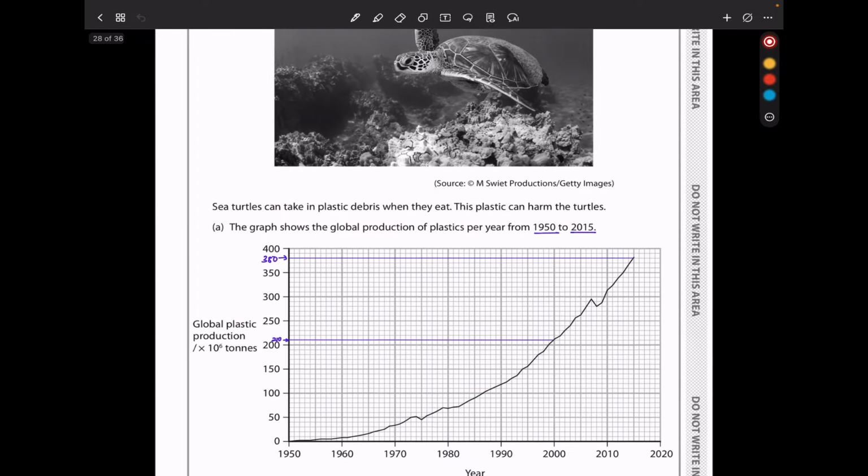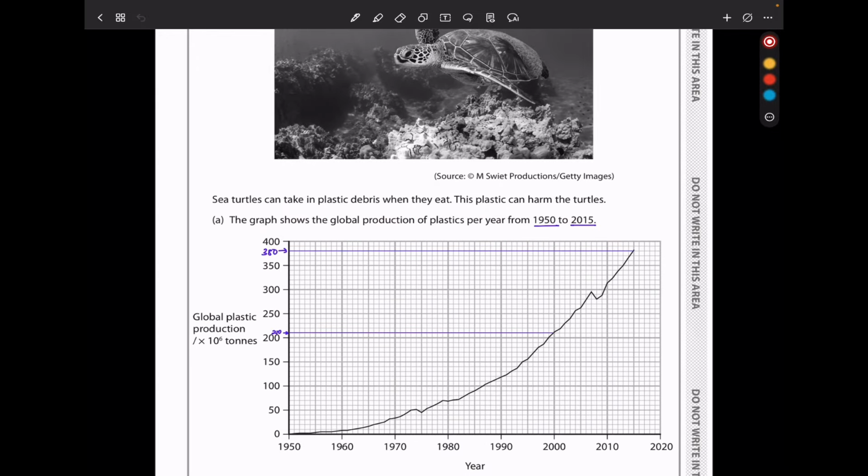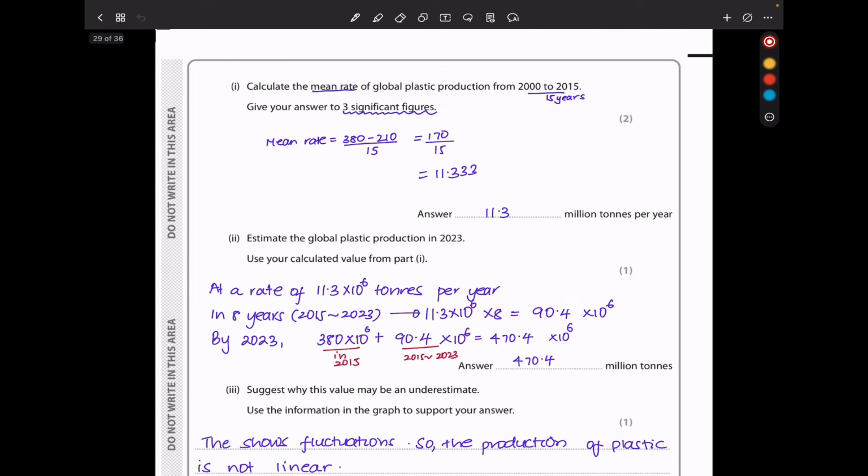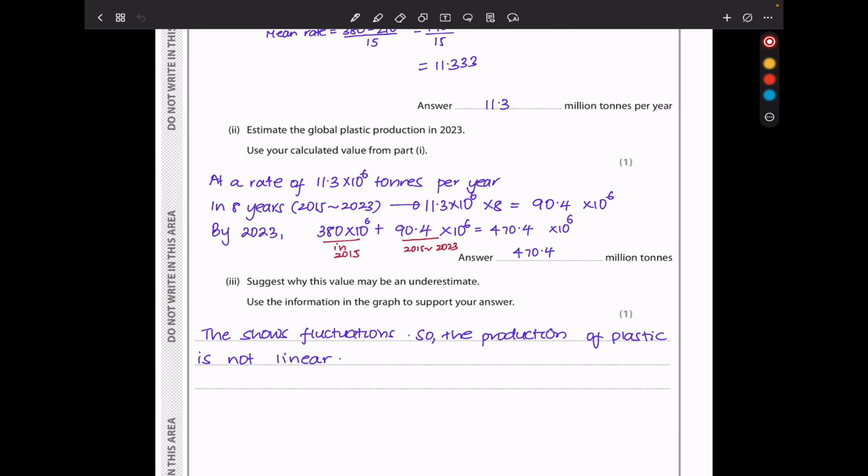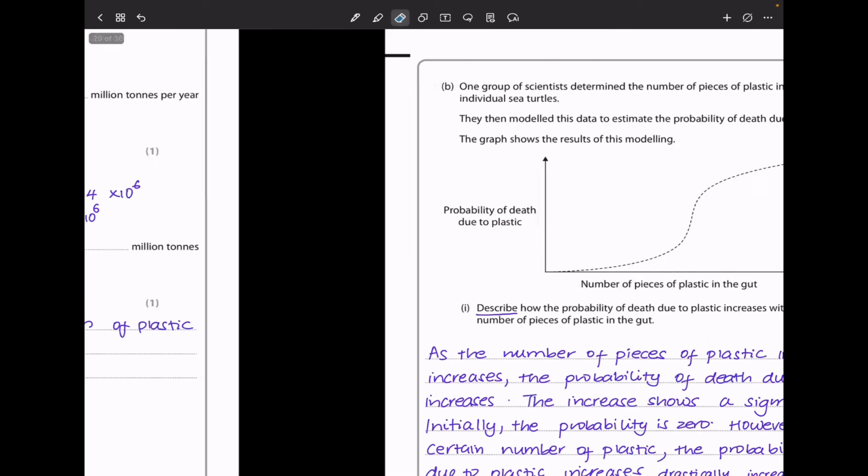If we go back to the graph, there are those fluctuations that can occur. So what if other fluctuations occur and the rate is not going to be continuously 11.3 million tons? Then the value is going to be understated. It could be up or down. So here I say the graph shows fluctuations, so the production of plastic is not linear, meaning there is a chance that fluctuations could occur between 2015 to 2023, and alter the estimate that we have predicted.